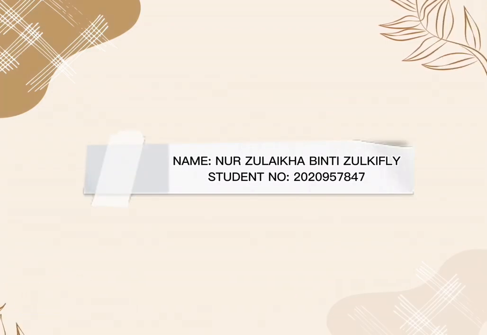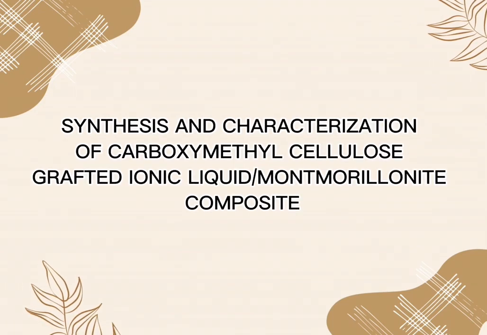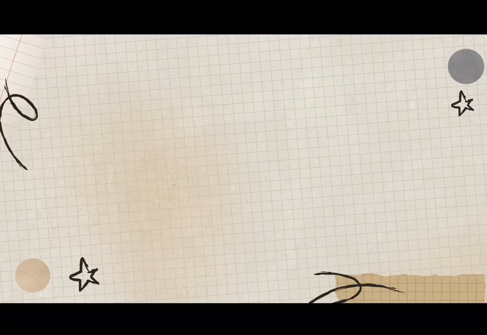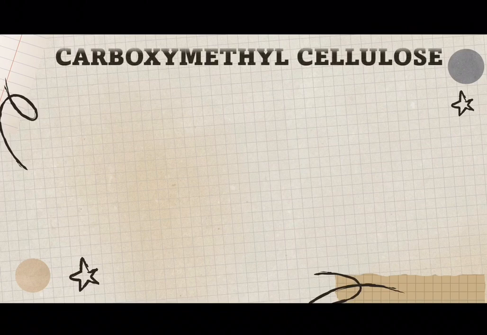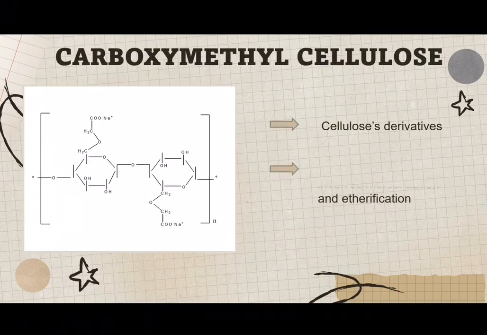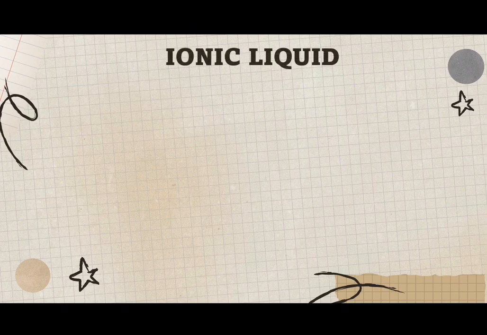So today I would like to present my study with the title of Synthesis and Characterization of Carboxymethyl Cellulose Grafted Ionic Liquid / Montmorillonite Composite. So there are three types of materials. First is carboxymethyl cellulose, which is known as a cellulose derivative, and it can be synthesized by two steps, which is mercerization and esterification. Then the next one is ionic liquid.